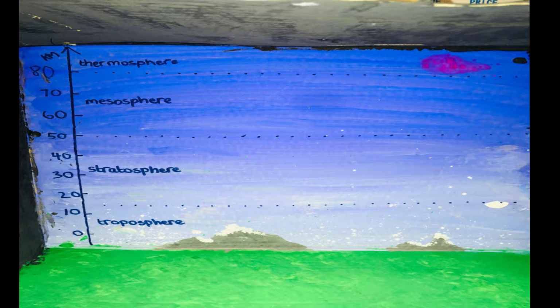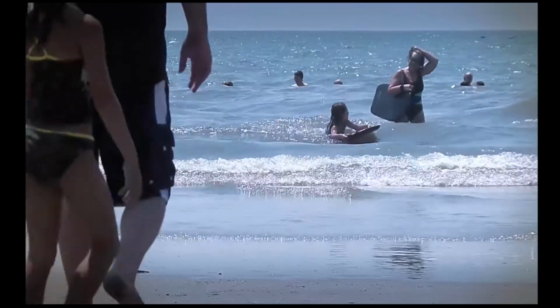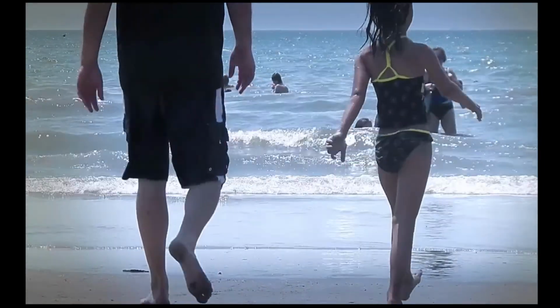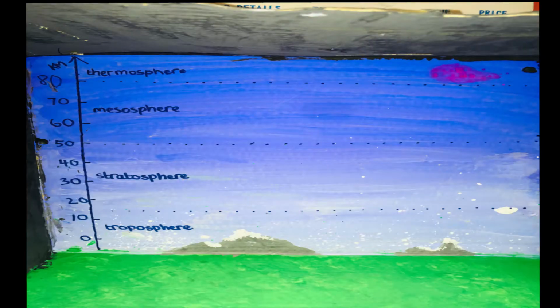Oxygen 21, nitrogen 78. Isn't it just great? Little argon and carbon dioxide. Allowed animals to climb onto the seaside. Up next is the stratosphere. Here meteorological balloons now appear.